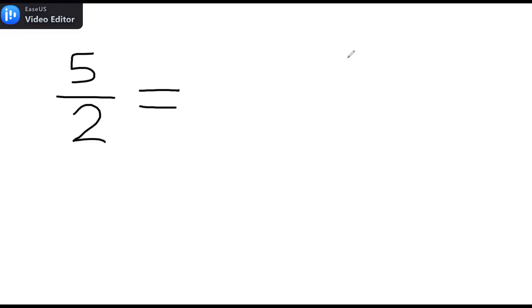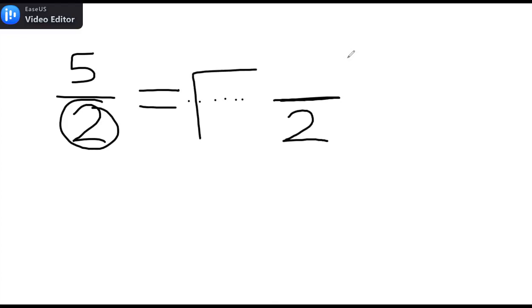First of all, we will leave a space here for the whole number and then put the fraction sign and keep the denominator as it is. Then, what do we do to find the whole number here?